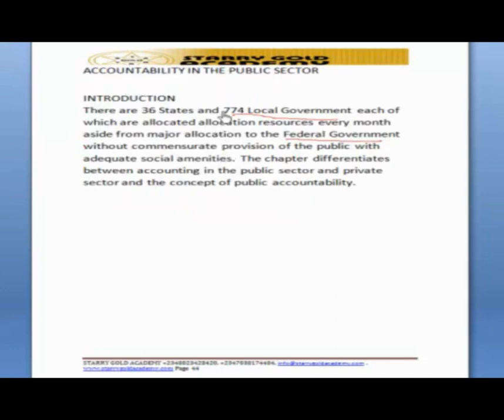There are 36 states and 774 local governments, each of which receives allocation of resources every month, aside from the major allocation to the federal government, without commensurate provision of adequate social amenities to the public. This chapter differentiates between accounting in the public sector and the private sector, and majorly the concept of public accountability.